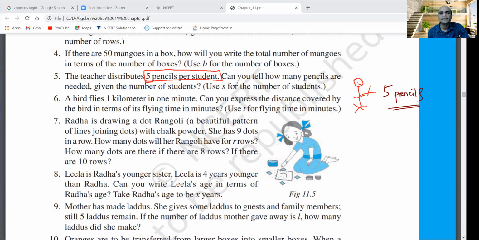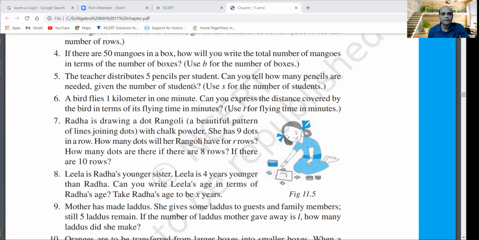Can you tell me how many pencils are needed? Given the number of students s, we don't know the number of students. Sir, 5 multiplied by s. Very good. 5 pencils per student, and we don't know the students, so for students we take small s. So that is equal to 5s. This is the rule.